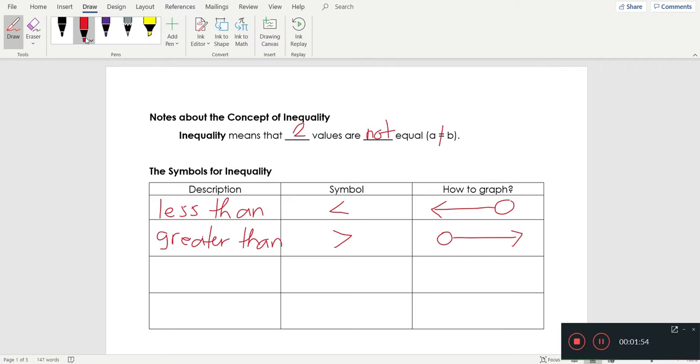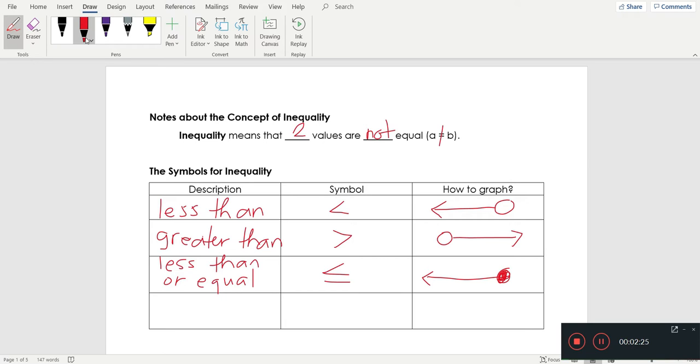The next symbol will be less than or equal to. So you have this, and you have a line at the bottom of the symbol. So whenever you have a line at the bottom of the symbol, it's going to be a closed circle going to the left.